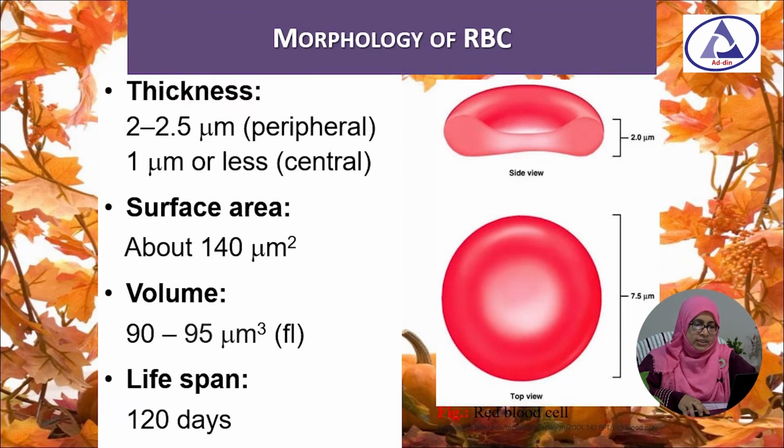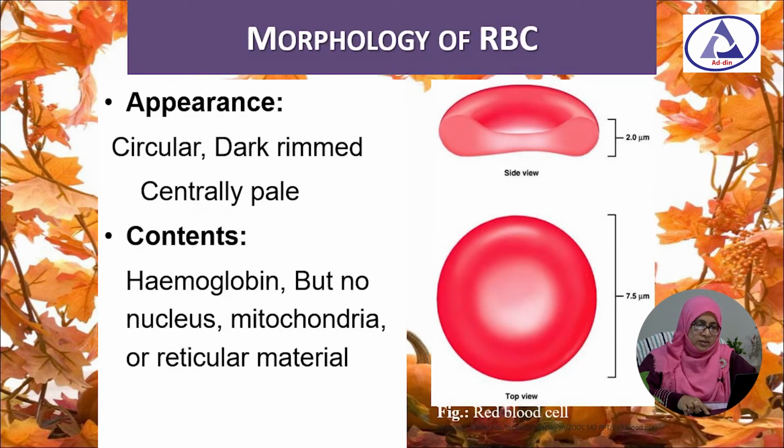Its thickness is more in the periphery, that is 2.2 to 2.5 micrometer, and centrally it is less, that is 1 micrometer. Its surface area is about 140 micrometer square, its volume is about 90 to 95 micrometer cube, and its lifespan is about 120 days. Its appearance is circular, dark ringed and centrally pale. Its content is hemoglobin, but no nucleus, no mitochondria or reticular materials.